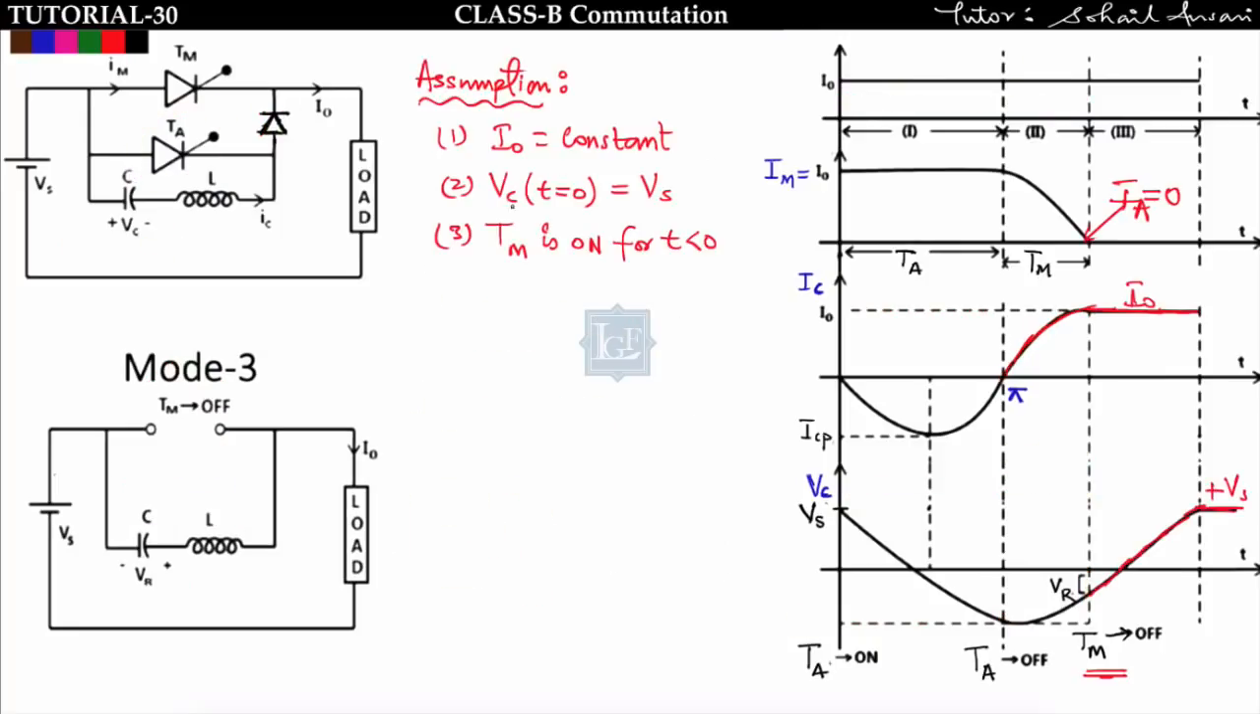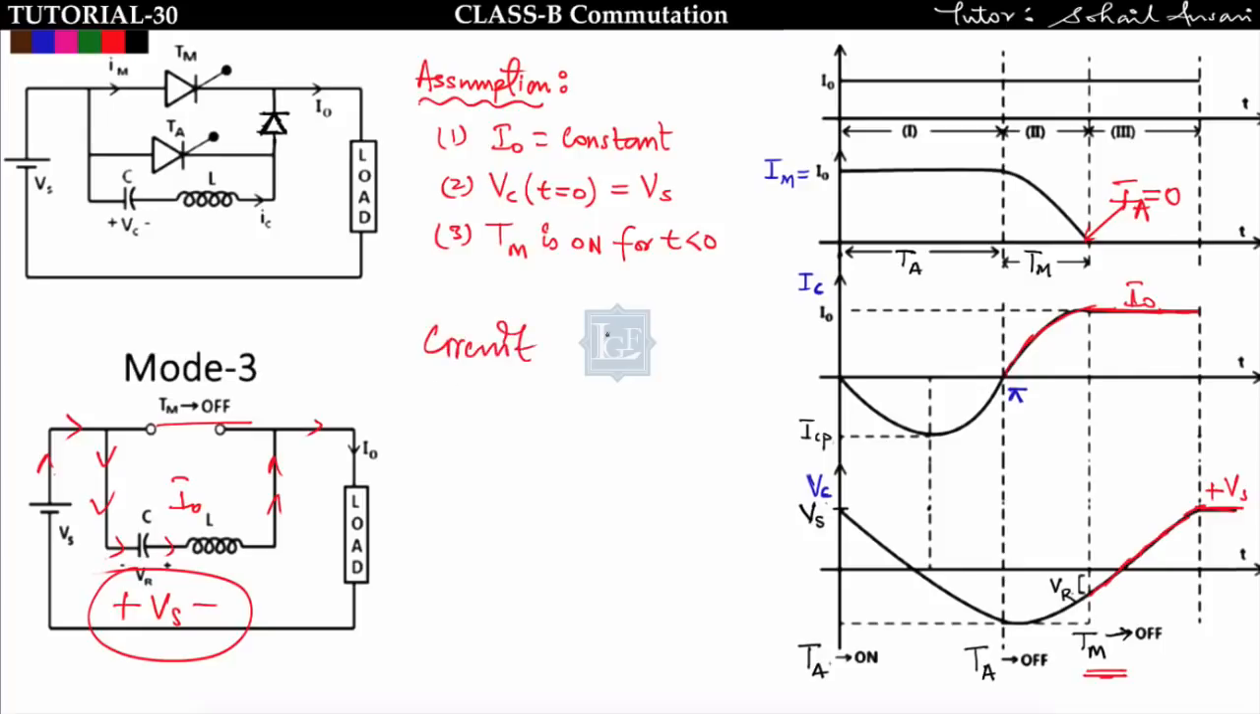And what is happening in mode 3? In mode 3, the main thyristor is already in off state, so the supply voltage is charging the capacitor like normal, and the capacitor current will be equal to I naught that we have seen in mode 3. So in mode 3, the capacitor will again charge from minus VR to plus VS, and the polarity will be like this, and it will be open circuit. That is the end of mode 3. Now if I ask you, what is the circuit turn off time?